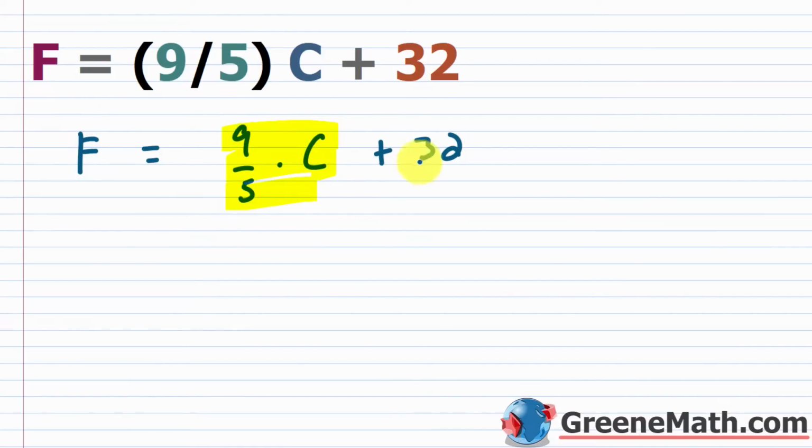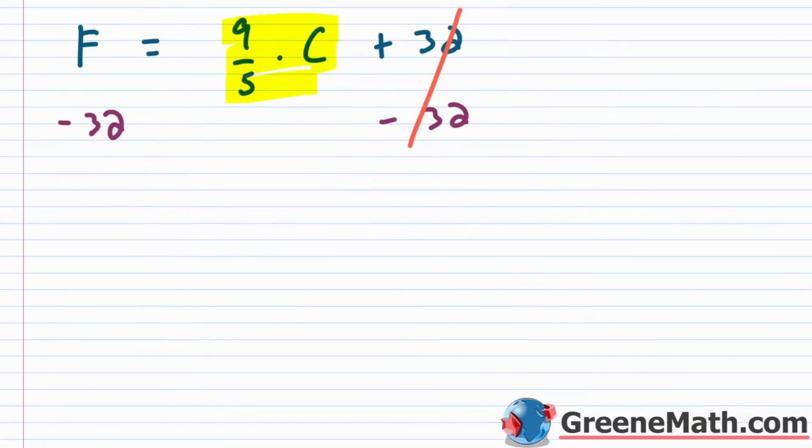So how do I do that? Well, I have this plus 32 that's being added to it, so I would subtract that away from both sides of the equation. So let's go minus 32 over here on the right, and minus 32 over here on the left. On the right, this is going to cancel and become 0. So on the left, let's write this as f minus 32 is equal to 9/5 multiplied by c.